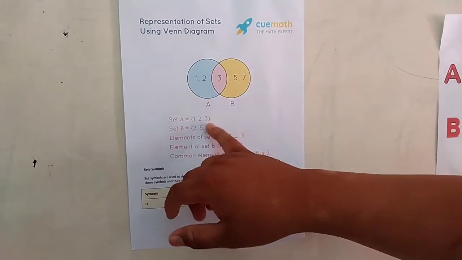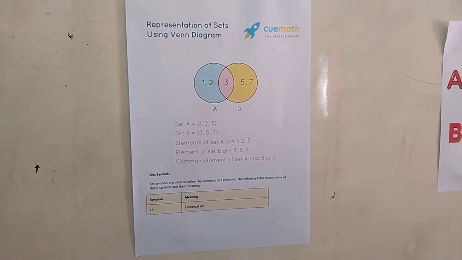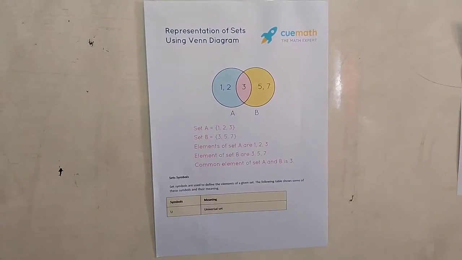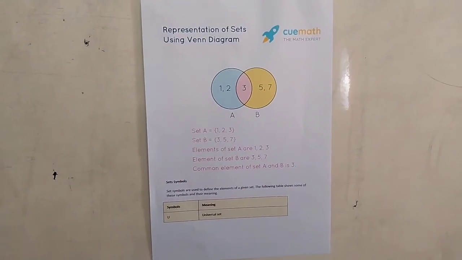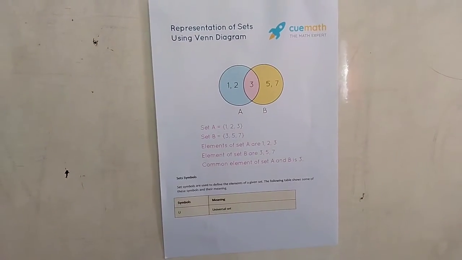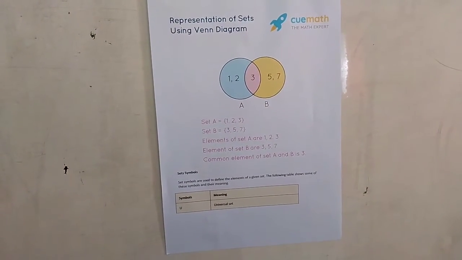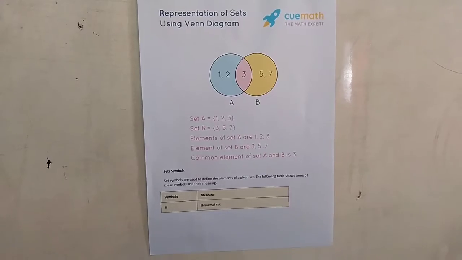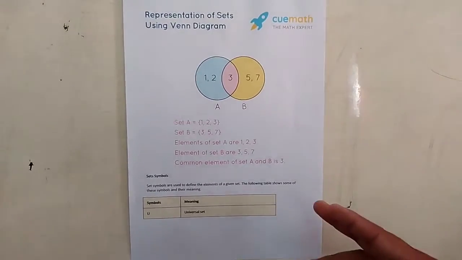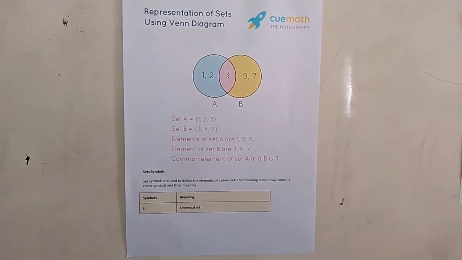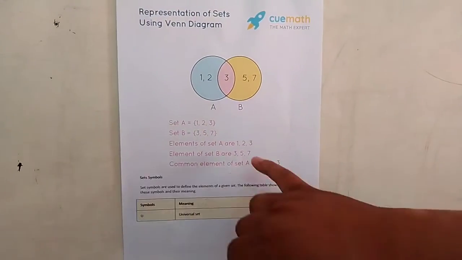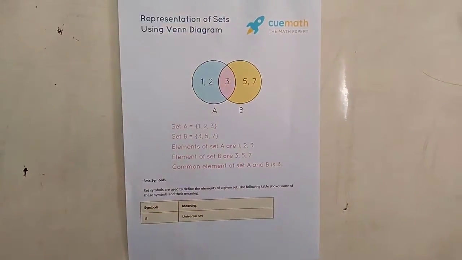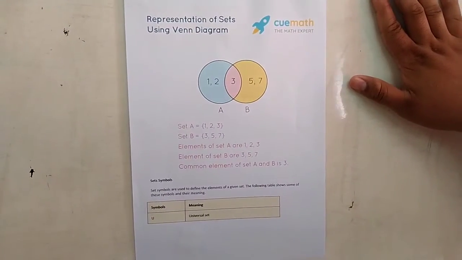Since we only have 3, could it be possible that the two sets have more than one common element? Yes, it is possible that there is more than one common element for the sets. But let's just stick to the example that I have given to you.